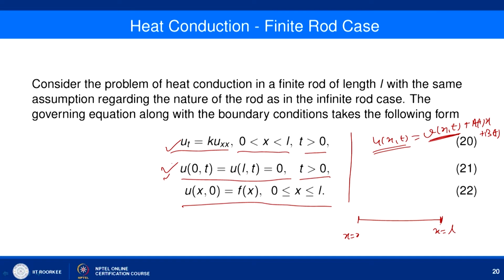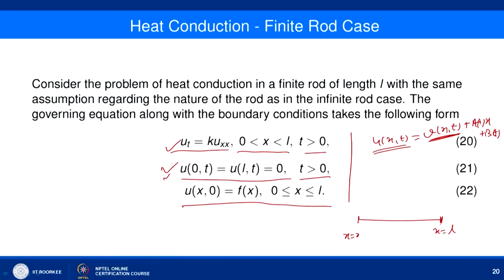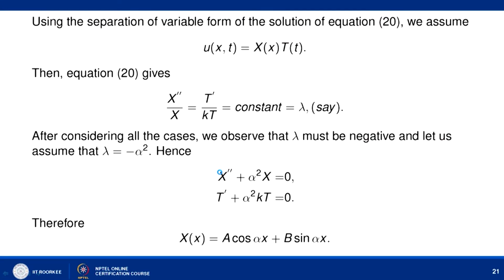Here we could apply a finite Fourier transform, but we are not considering the integral transform method; rather, we are applying the method of separation of variables, because your equation is now in separable form, and your boundary condition is also in separable form. So let us assume, using separation of variables, that u(x,t) is given as X(x) T(t).